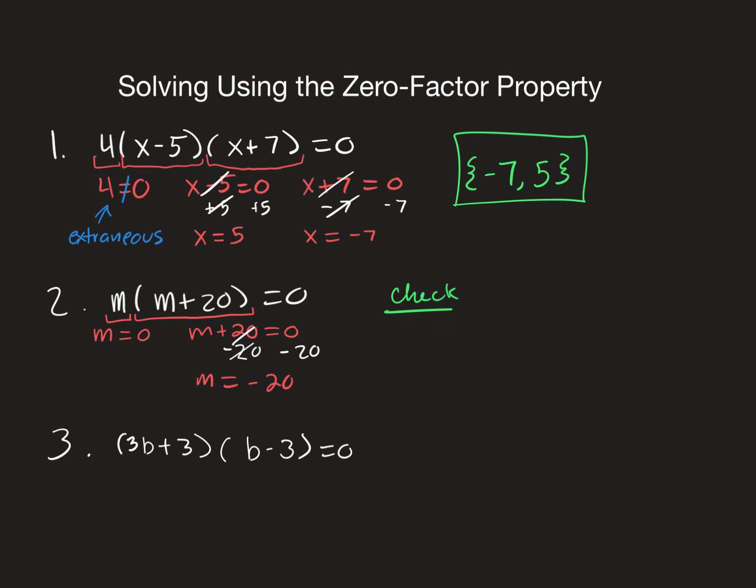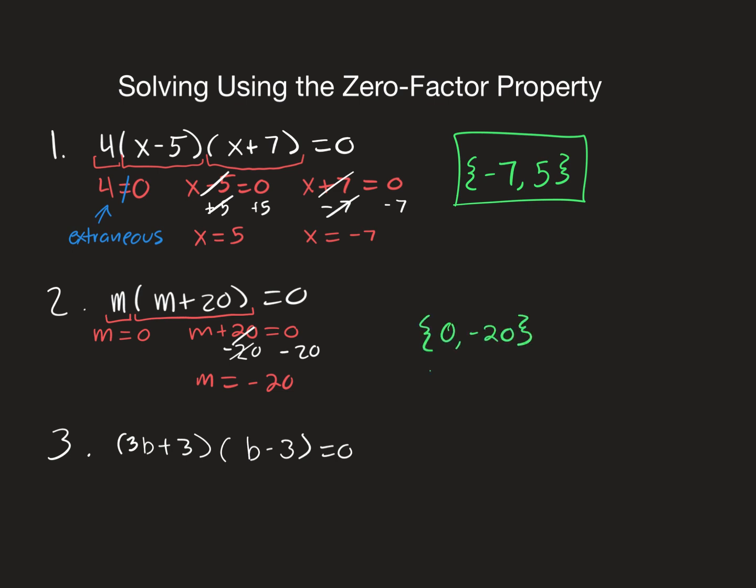Now let's try m equals negative 20. Negative 20 times (negative 20 plus 20) equals 0. Well, does it? Negative 20 times 0 does equal 0. So both of these answers are valid, and we can write our solution as 0, negative 20.